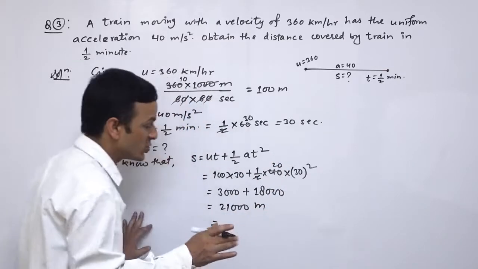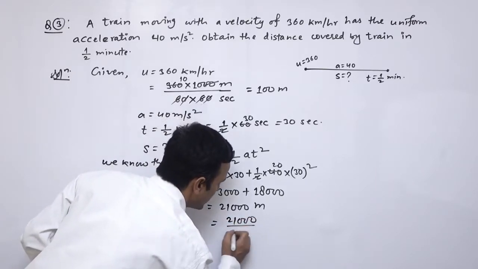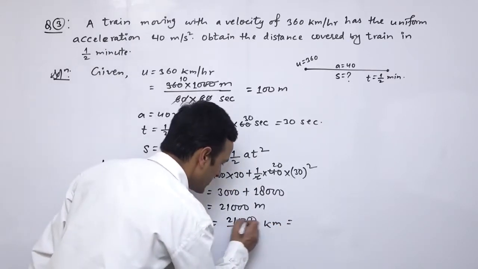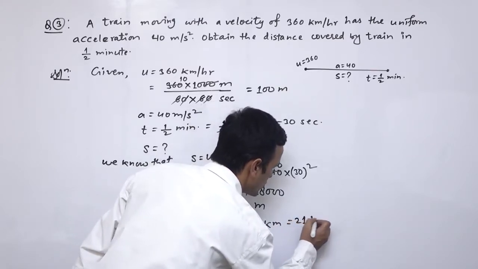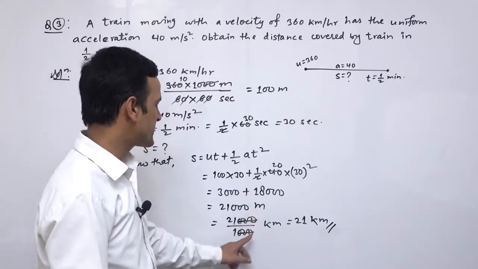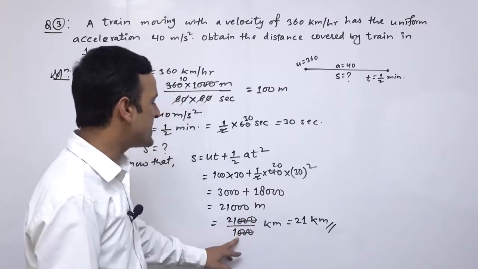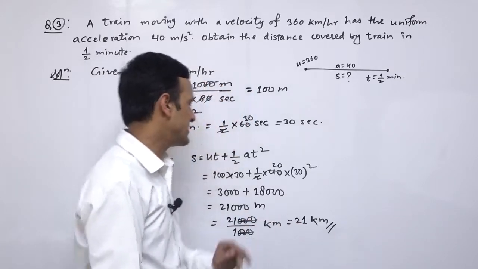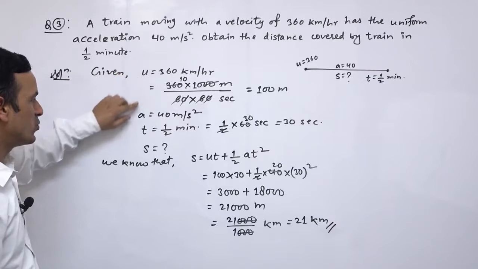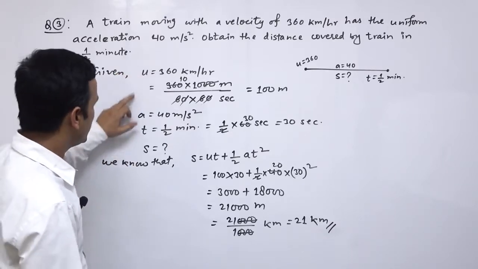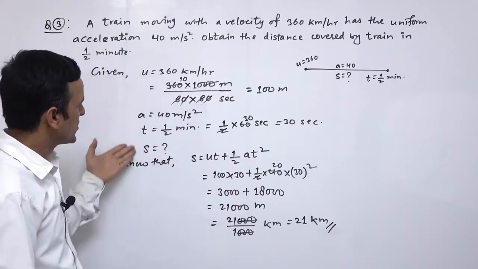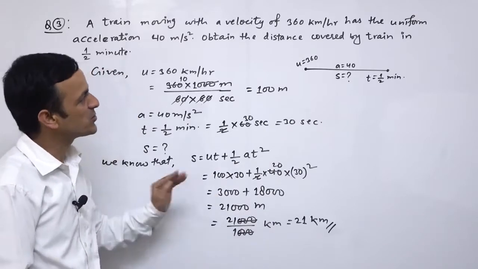We can convert it into kilometer like this: 21,000 divided by 1000 kilometer. If you divide it by 1000, the zeros cancel and it will be 21 kilometer. So it is better to express this distance in kilometer. This is the equation of motion which is suitable for this data: u, a, t and s. If we have u, a, t and s, then we can use this equation of motion. These are the solutions for the distance covered by the body.